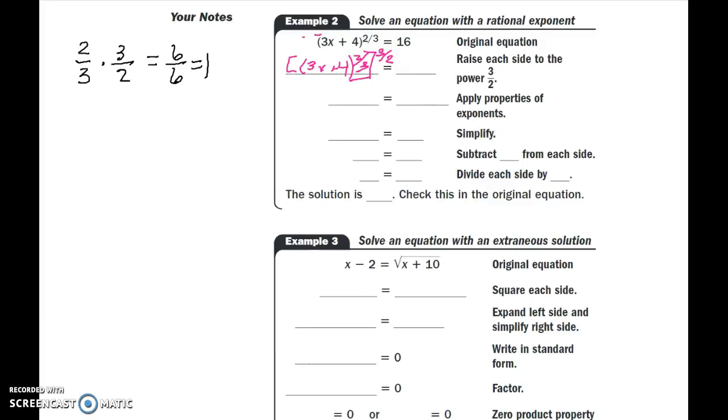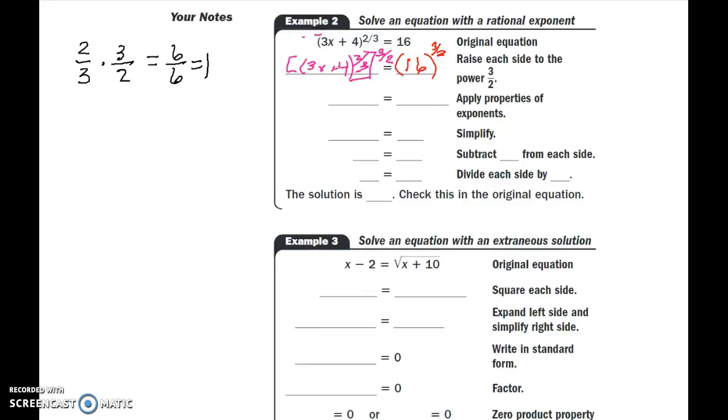Now, of course, being an equation, if I'm going to raise the left side of the equation to the 3/2 power, I've got to raise this 16 also to the 3/2 power. Don't forget the first commandment of solving equations. What you do to one side, you have to do to the other side.